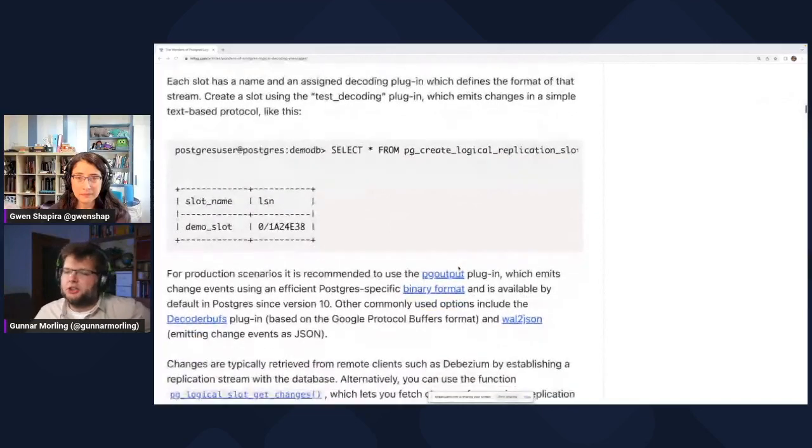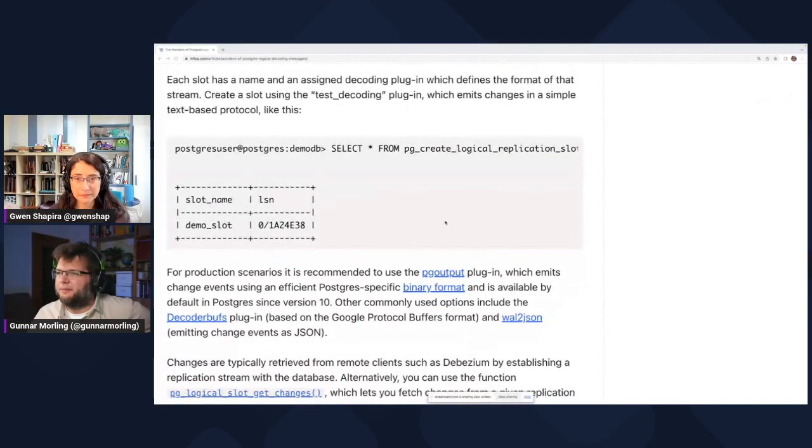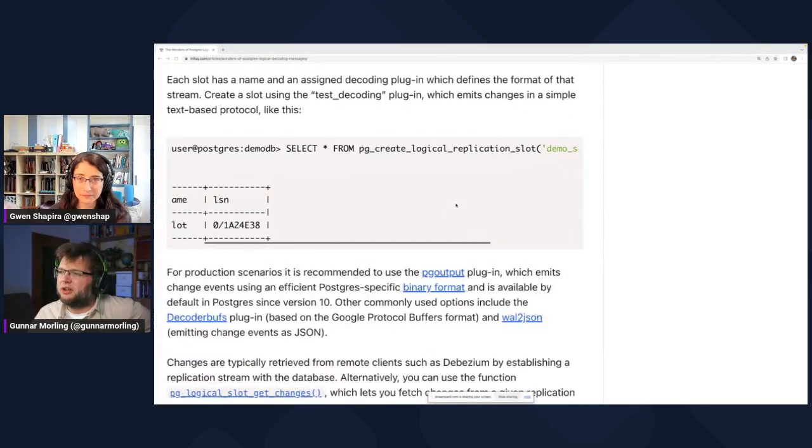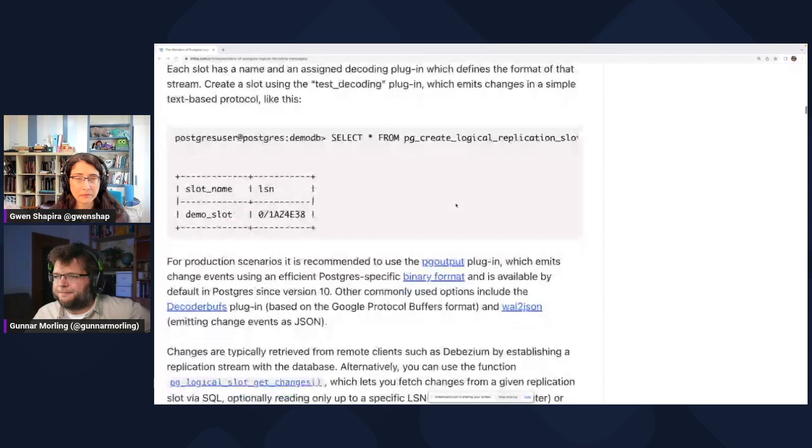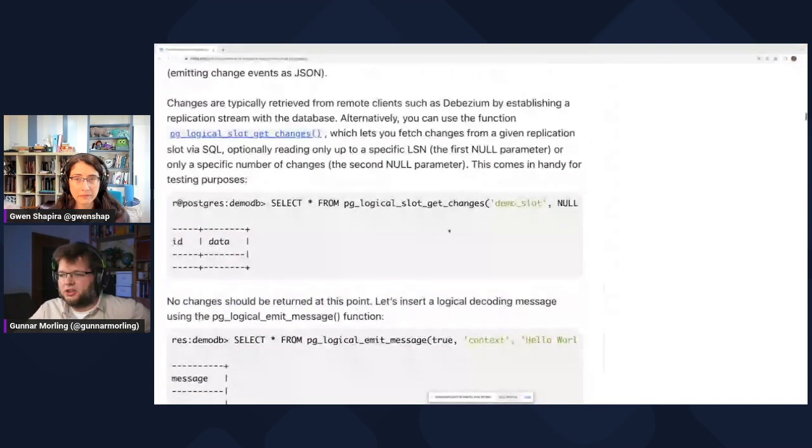First of all, you need what's called a replication slot. A replication slot is essentially just a handle which allows you to say, okay, I want to retrieve changes from this database, and it also keeps track of how far your consumer has consumed the transaction log. So that's the first thing. You need to have this replication slot.